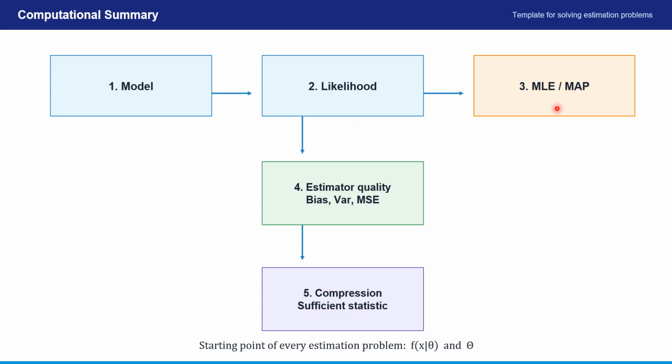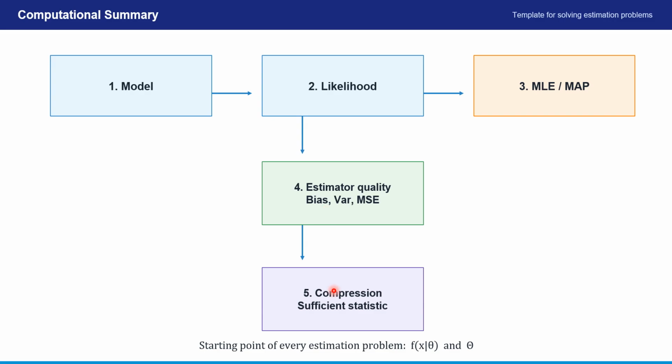Third, find MLE or MAP. For MLE, maximize the log likelihood. For MAP, maximize log likelihood plus log prior. Use derivatives, check boundary points, and confirm the maximum. Fourth, study estimator quality: compute or discuss bias, variance, MSE, consistency, Fisher information, and approximate standard errors. This tells us how reliable the estimate is.